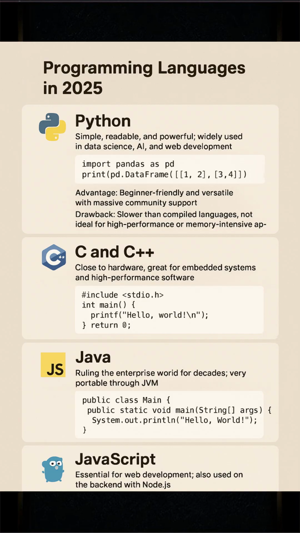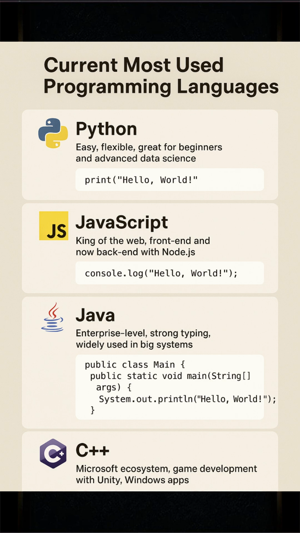So here's the main difference. Python: easy, flexible, great for beginners and advanced data science. JavaScript: king of the web, front-end and now back-end with Node.js. Java: enterprise level, strong typing, widely used in big systems. C++: high performance, closer to hardware, used in gaming and OS. C#: Microsoft ecosystem, game development with Unity, Windows apps.